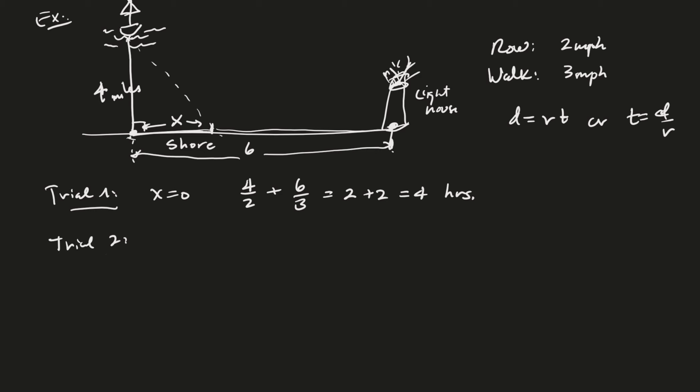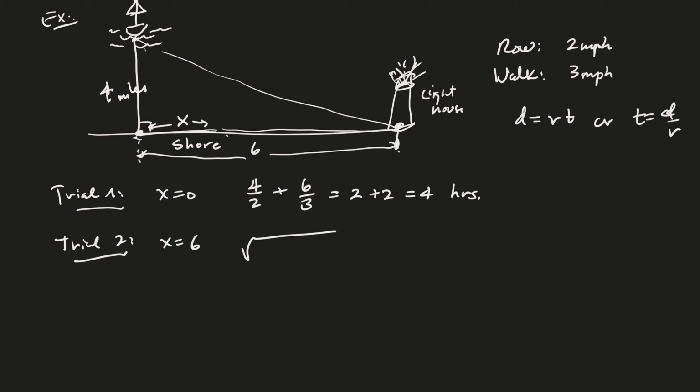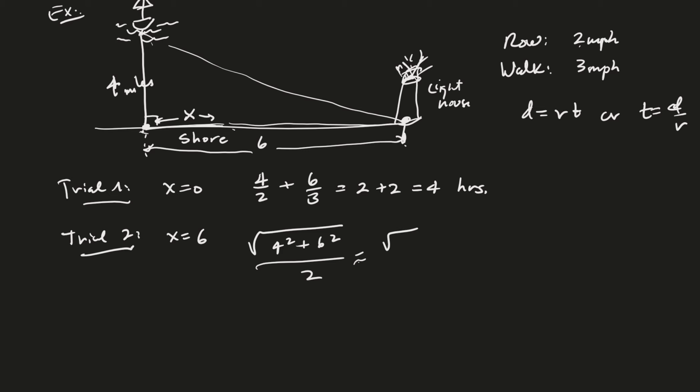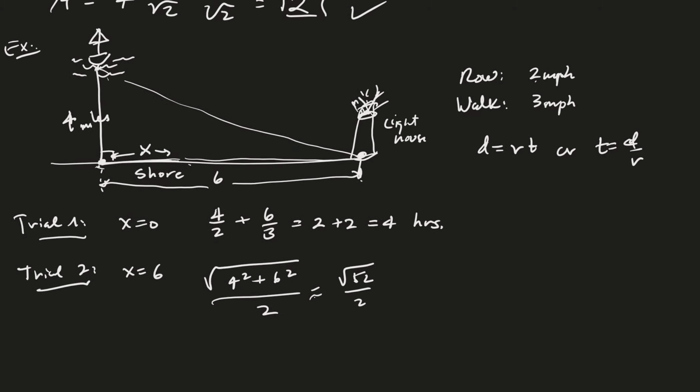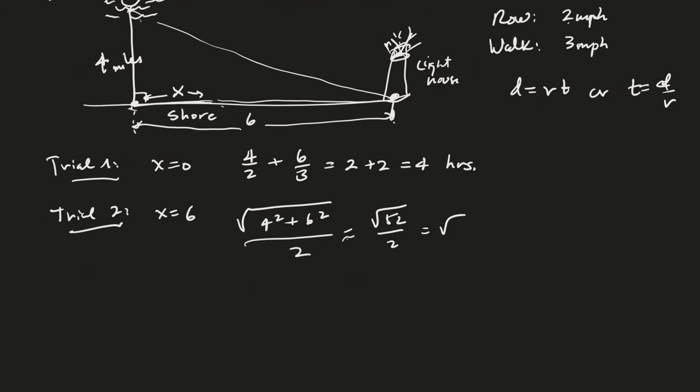What's the second trial? Well, that's going directly to the lighthouse, so we're not going to walk. We'll row the entire distance. And so in that case, x is equal to 6. Then the distance will be the square root of 4 squared plus 6 squared, and then the rate will be 2. That'll be our total time. That's 36 and 16, 52. So that's going to be the square root of 52 over 2. That turns out to be the square root of 13, which is approximately 3.6 hours.